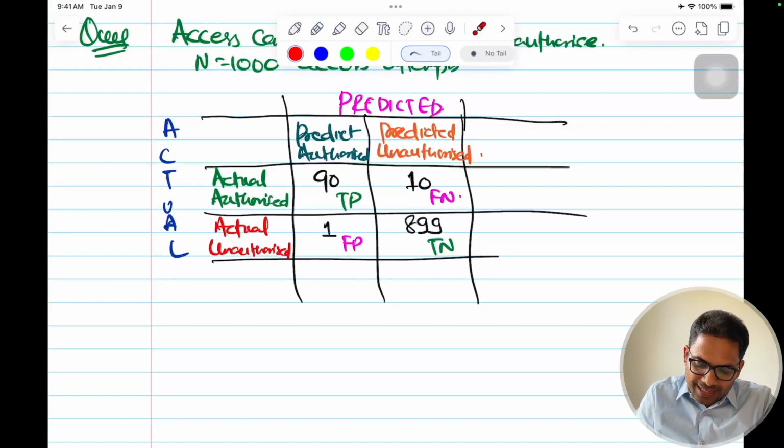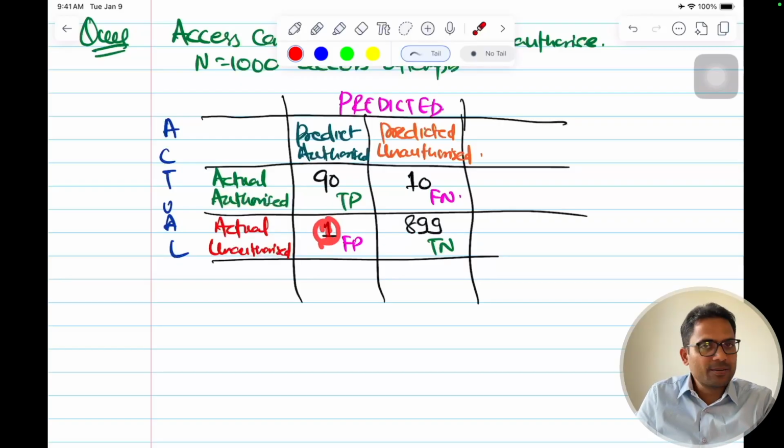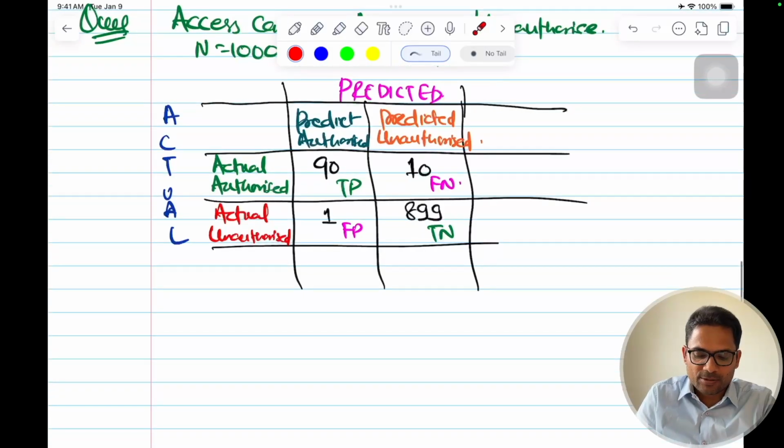But if somebody was actually unauthorized and your system predicted it to be authorized, maybe that person is a hacker or has a fake ID, and somehow got into the system. But only one person was allowed, so still the system is performing well. So you let one hacker in. Because the system won't be 100% foolproof, right? We'll calculate all the values, precision, recall, and F1 score for this.